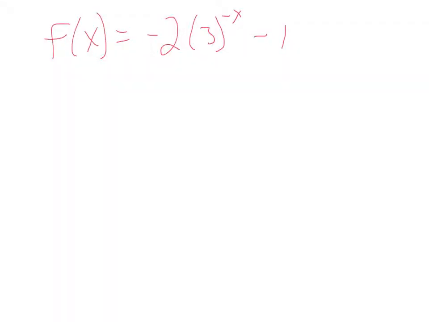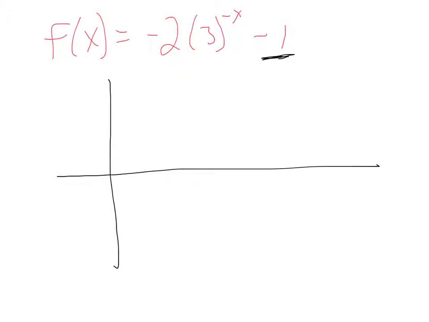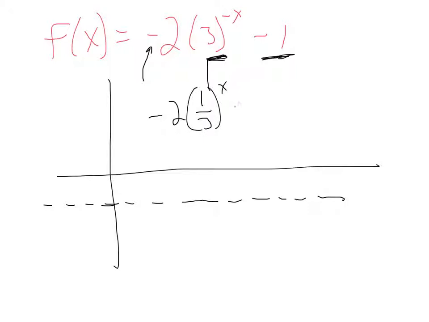So let's see what we can do with this. Suppose we have to make a sketch of this graph without a calculator. So what are we going to see? Well, I'm seeing a horizontal asymptote of -1. That tells me the graph's been shifted down 1. I know it's got some kind of reflection going on because that's negative. I also see this is going to be a decay equation because it's 3 to the negative x. So I could momentarily think of this as negative 2 times 1/3 to the x minus 1.